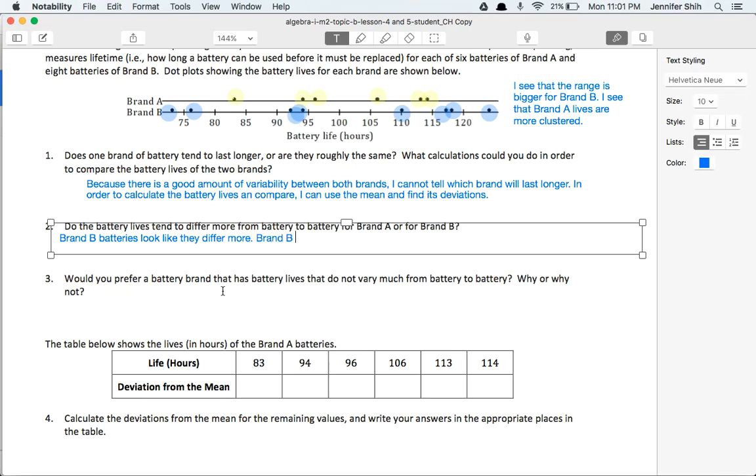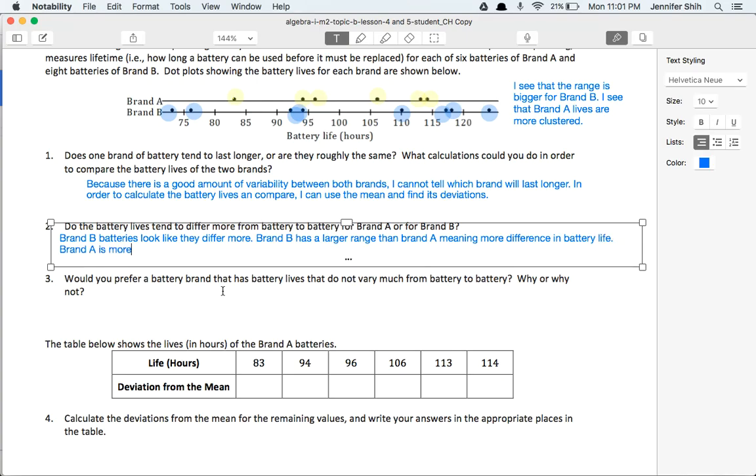Brand B has a larger range than brand A, meaning more difference in battery life. Brand A is more clustered together, which can mean more consistent battery life. Two pieces of information.